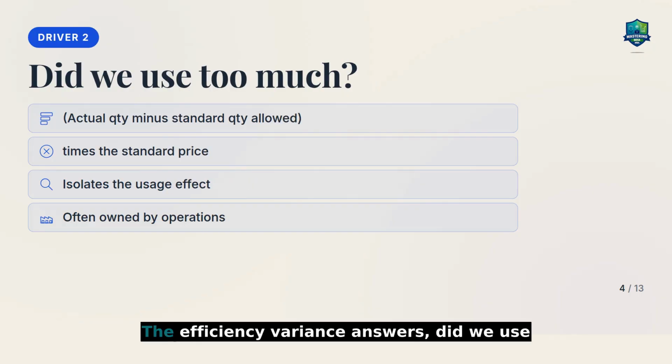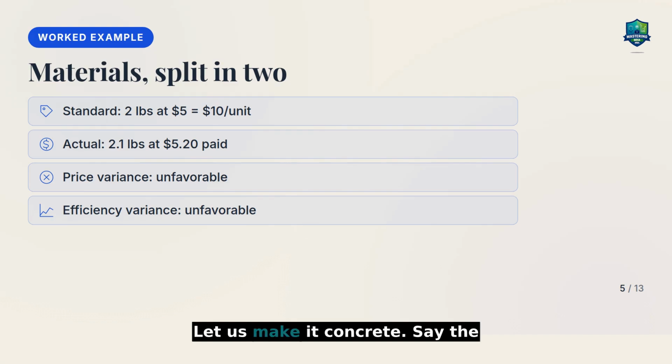This variance usually points to purchasing, market conditions, or supplier negotiations, things that drive the price you pay rather than how much you use. The efficiency variance answers, did we use more or fewer inputs than we should have for the output we made? The formula is the difference between the actual quantity used and the standard quantity allowed for actual output multiplied by the standard price. Notice the key phrase, standard quantity allowed for actual output. That is the flexible budget idea again, the amount you should have used given what you actually produced. Using the standard price here keeps price effects out, so this variance is purely about waste, spoilage, skill, and process. It belongs to operations.